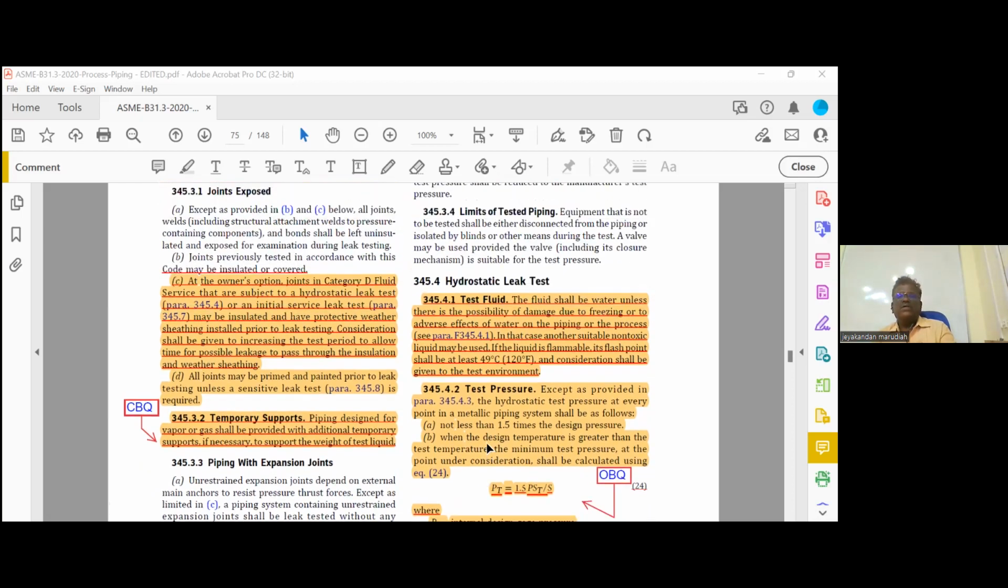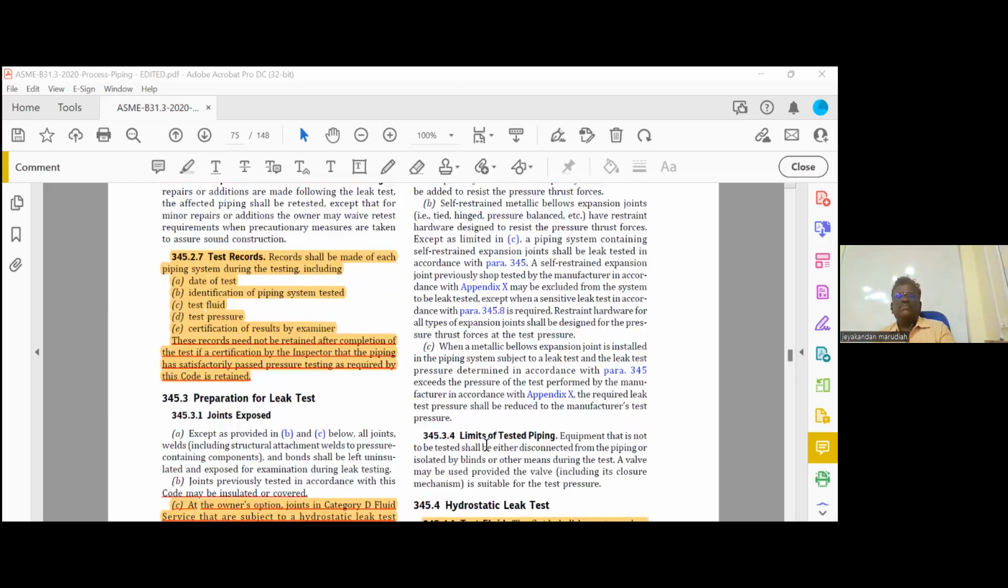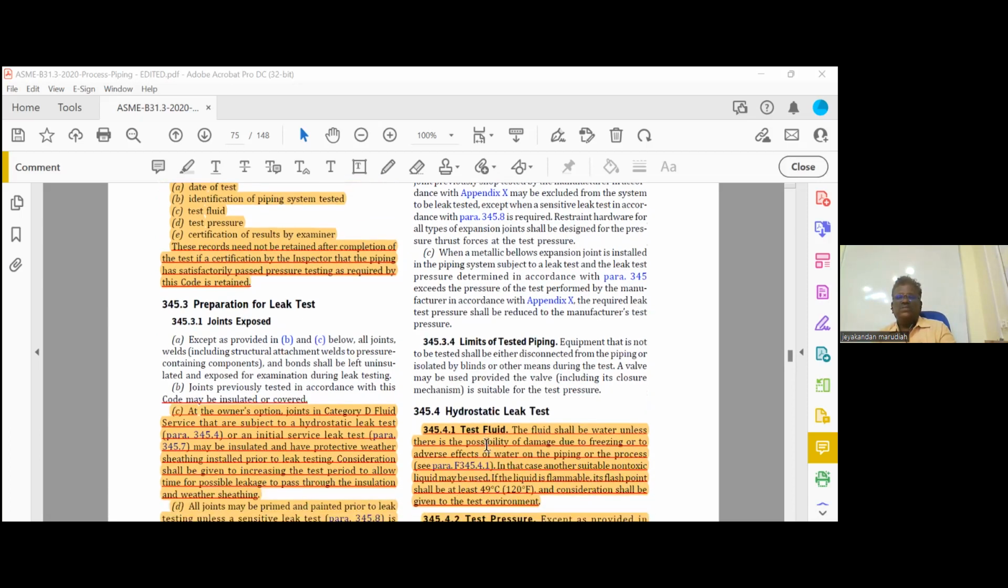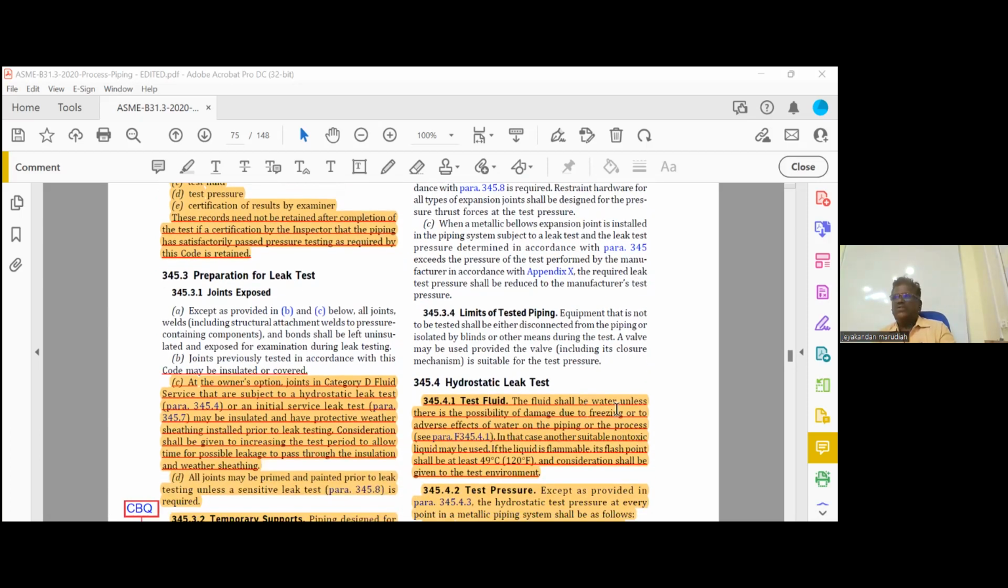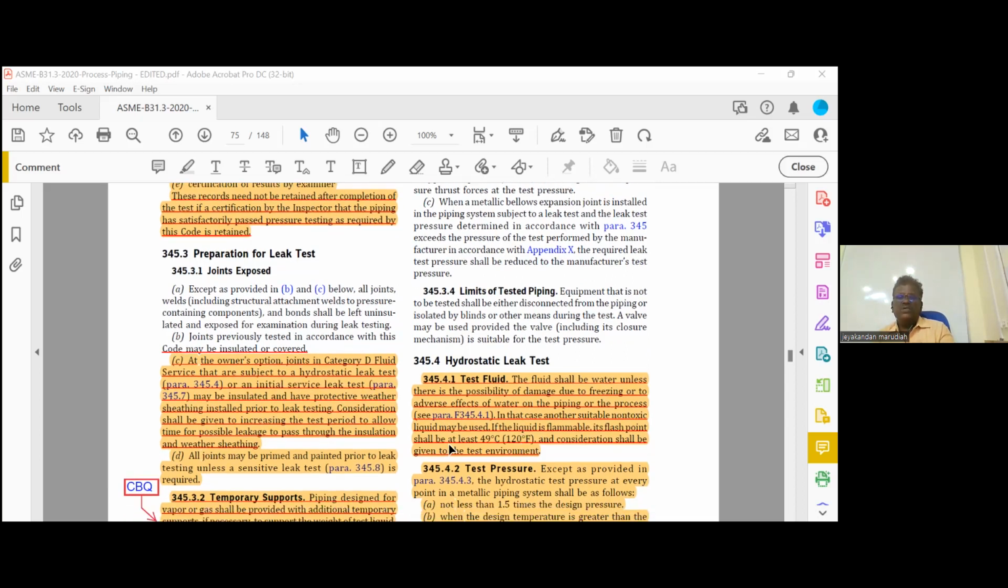Then hydrostatic test. So highlight this. The fluid shall be water. We have to use water, unless there is a possibility of damage due to freezing, or an adverse effect of water on the piping. In that case, another suitable non-toxic liquid may be used. If the liquid is flammable, the flash point should be at least 120 degrees Fahrenheit.